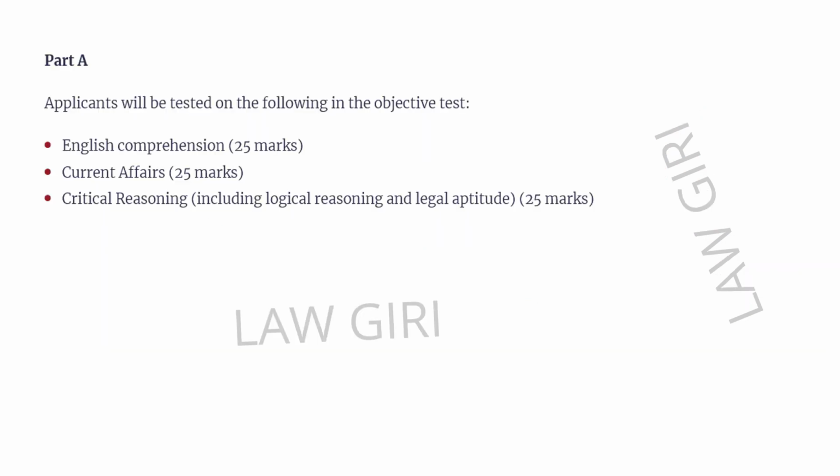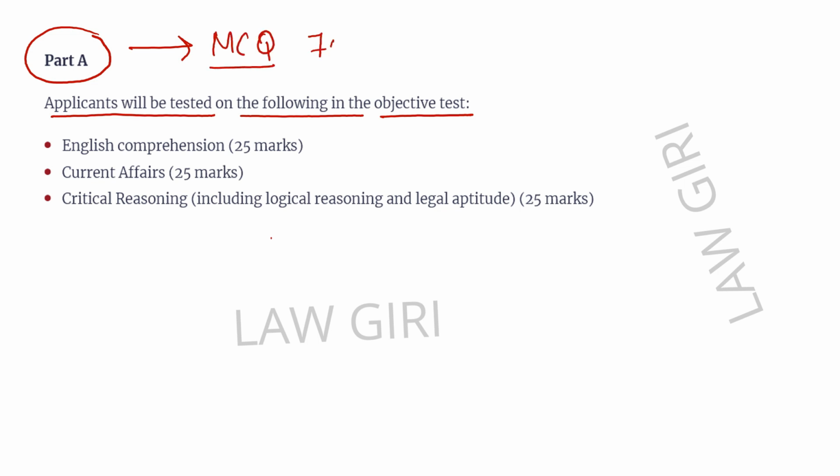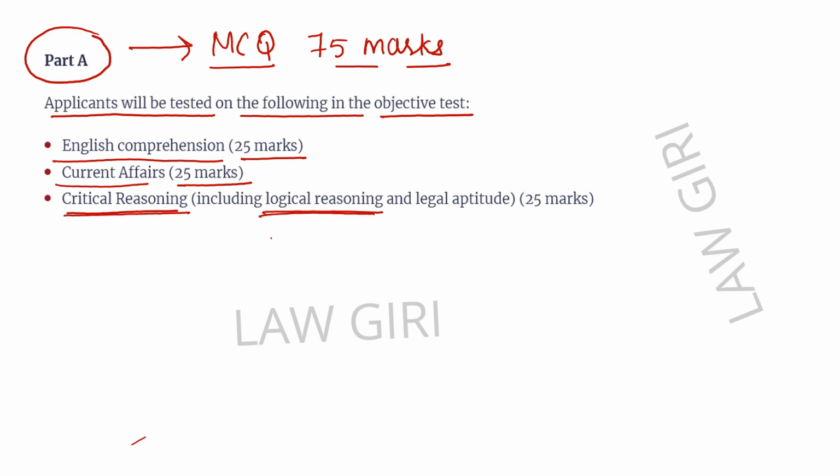ओके, पार्ट ए देखिए, पार्ट ए क्या है, एप्लीकेंट्स विल बी टेस्टेड ऑन द फॉलोइंग इन द ऑब्जेक्टिव टेस्ट. तो हमारा पार्ट ए जो है वो एमसीक्यू टाइप के क्वेश्चंस आने हैं हमारे और 75 मार्क्स का हमारा ये पार्ट है. ठीक है ना, इसके अंदर इंग्लिश कॉम्प्रिहेंशन है 25 मार्क्स का, करंट अफेयर्स है 25 मार्क्स के, क्रिटिकल रीजनिंग इंक्लूडिंग लॉजिकल रीजनिंग एंड लीगल एप्टीट्यूड है हमारी 25 मार्क्स की.